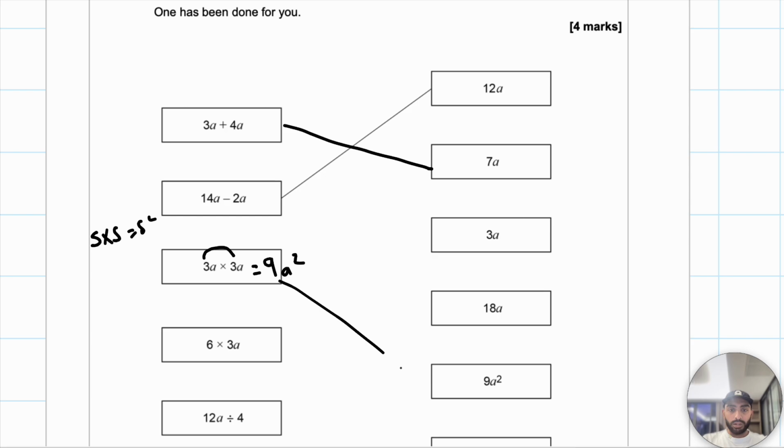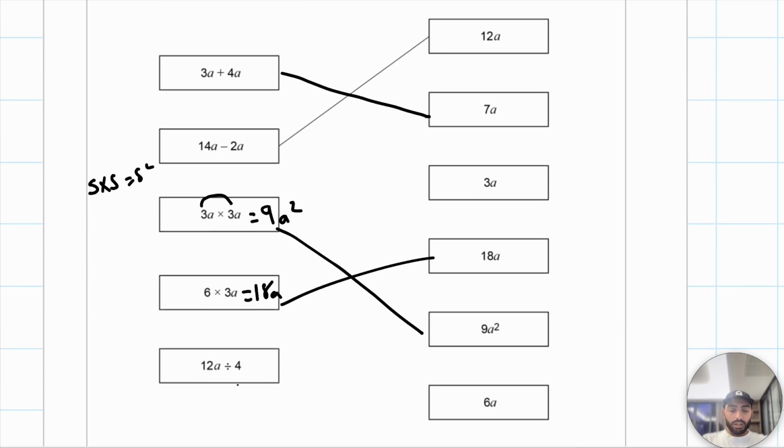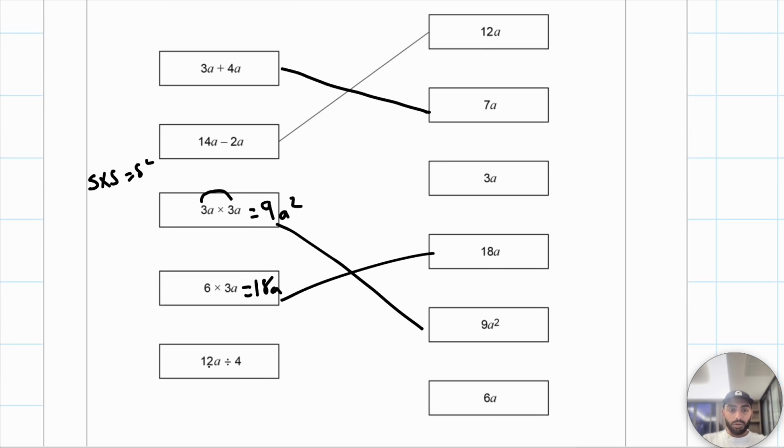So 9A squared. This one, we've got 6 lots of 3A. 6 times by 3 is 18. We've got 18 lots of A. Last one, 12A divided by 4. 12 lots of A divided by 4. 12 divided by 4 is 3, so 3A.